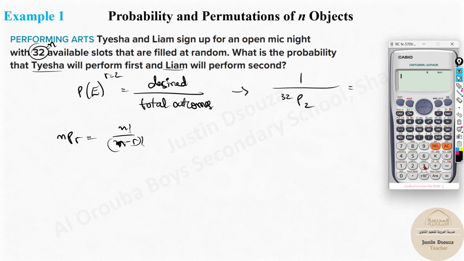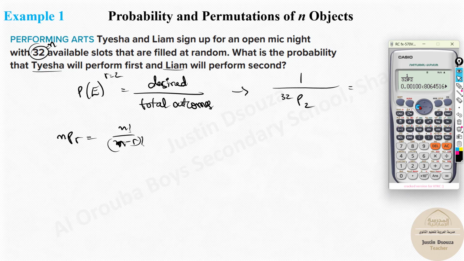Now I will solve this individually. First, 32. Where is P? P is shift and the multiplication symbol. That's the P value. If it is C, it's shift and the division symbol. And r is 2. This is the total possibilities. But here we have 1 divided by it, right? So you can just write it like this: 1 divided by 992 was what we got. But let me just write it. 32P2. I wrote C, sorry, that's wrong. It's P2. It's 1 by 992. That is the probability. It's 0.001.